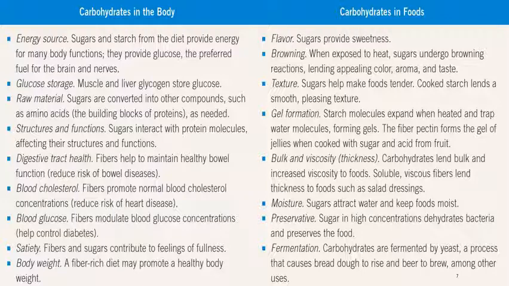Glucose storage. Muscles and liver, glycogen. They store glucose. Glycogen is the name of stored glucose. So muscles store glucose, and if the other parts of your body run out of glucose, muscle does not share its glucose with the other parts of the body.